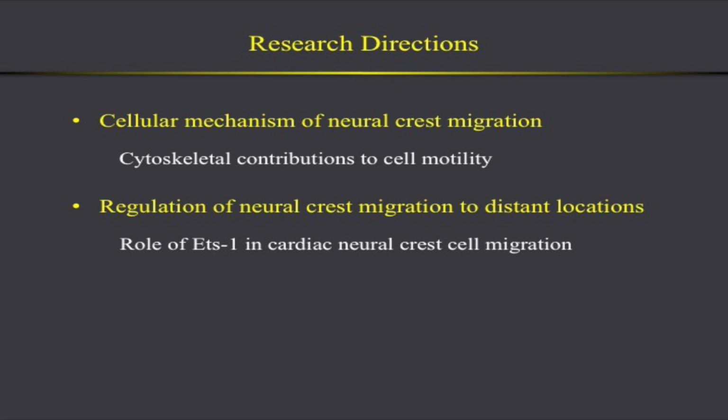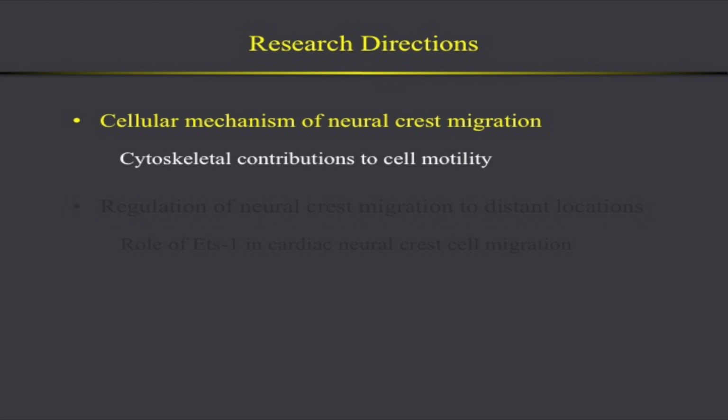The second angle I focus on is the transcriptional control of neural crest cells, trying to understand how cell fate decision and pathfinding are linked. And I use the long-term migration of cardiac neural crest cells in this study. Today, I don't think I'll have time to cover the second topic, so I'll only focus on the first research direction, to understand how actin cytoskeleton regulation is controlled in neural crest cell migration.